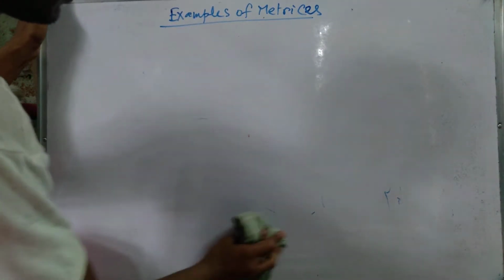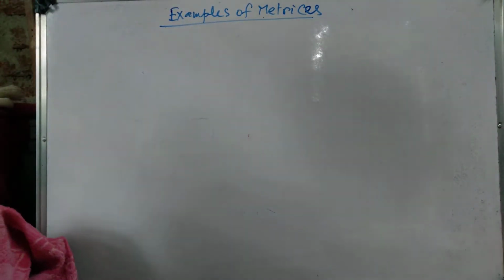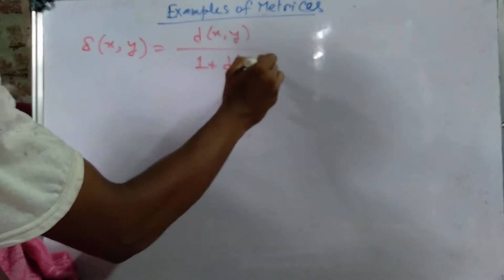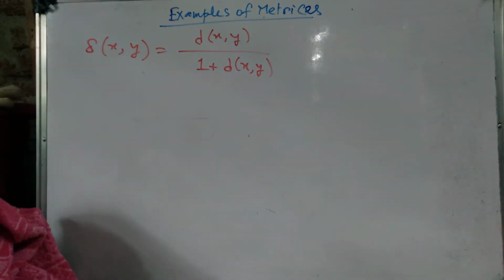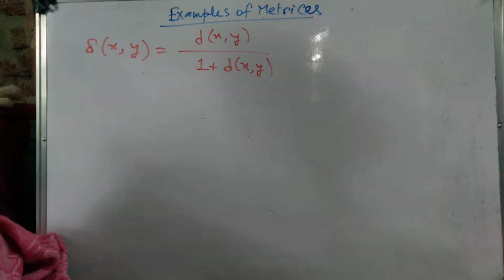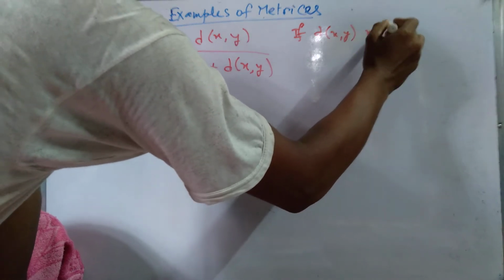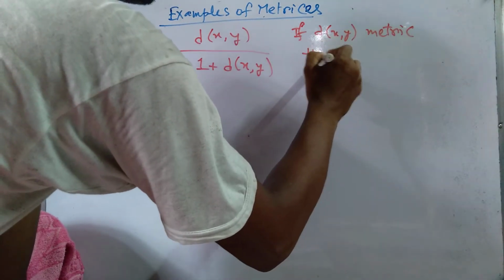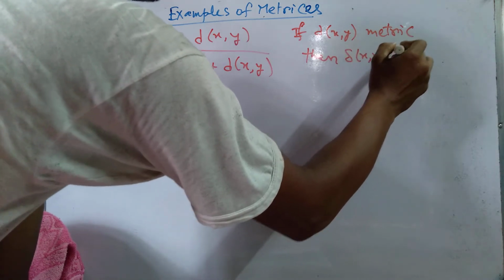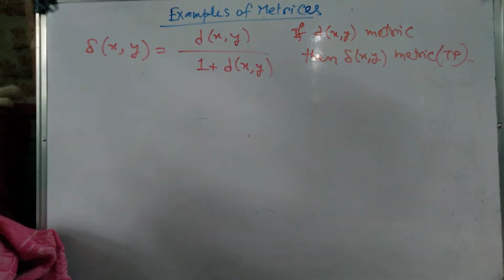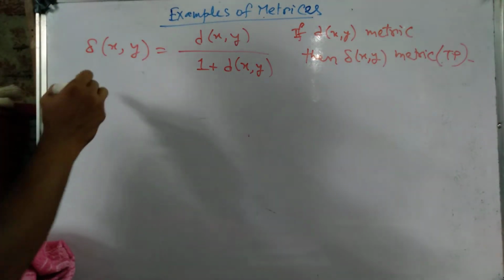Now we prove it. We just write delta(x,y) equal to d(x,y) by 1 plus d(x,y). Okay, this one we prove to be a metric. If d(x,y) is a metric, then we have to prove that delta(x,y) is a metric.